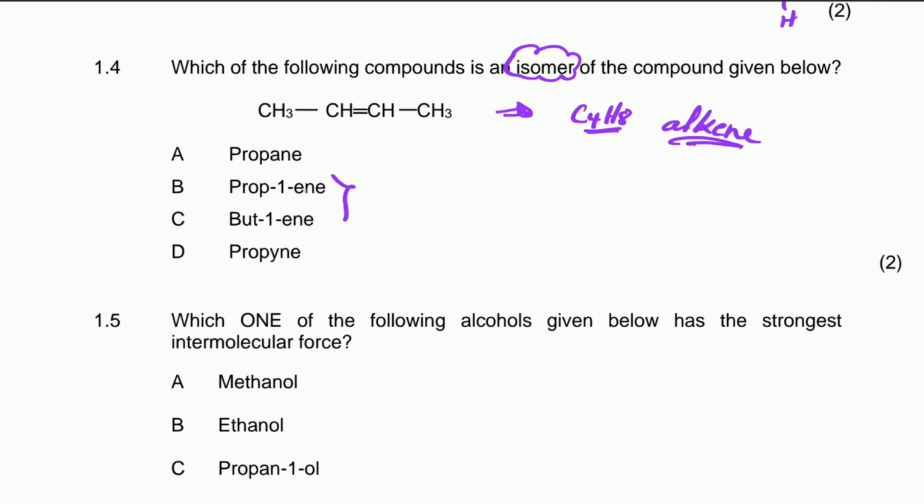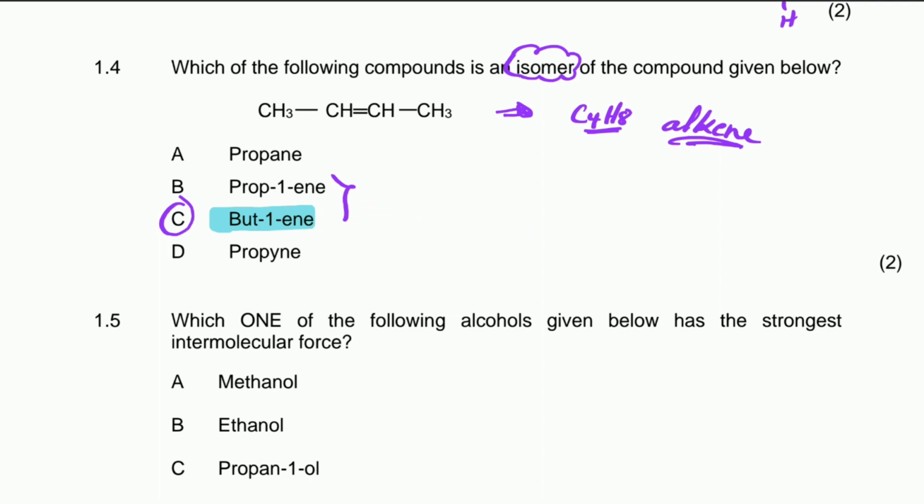Now, prop-1-ene is 3 carbons. Prop is 3 carbons, so it cannot be. But is 4 carbons, so it must be but-1-ene. This one is the correct answer. Now, what type of isomers are those?